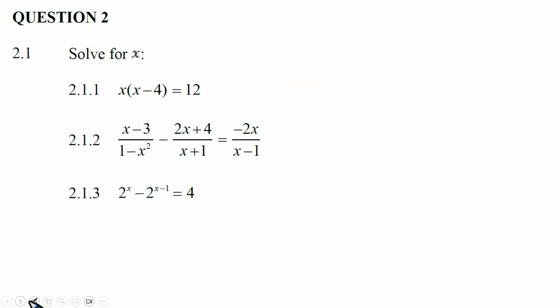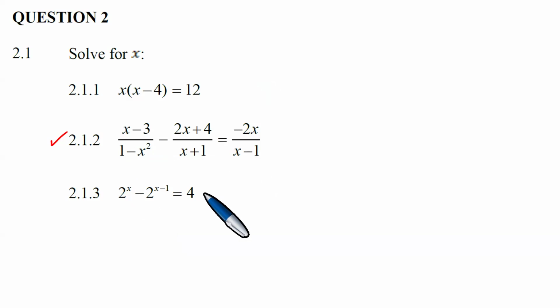Right, so for 2.1.2 we have the following. If you look very carefully at these, we have x minus 3 over this, and we need to solve for x there. And to solve for x there, we do the usual thing.